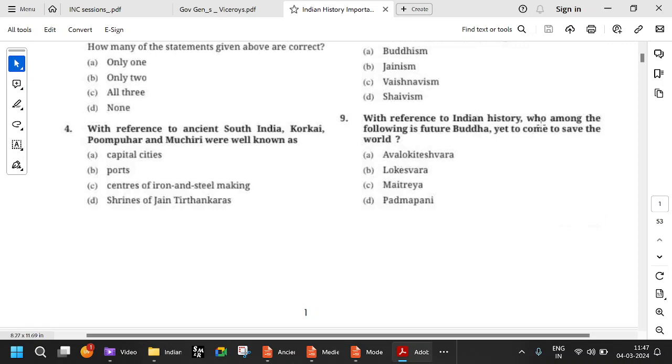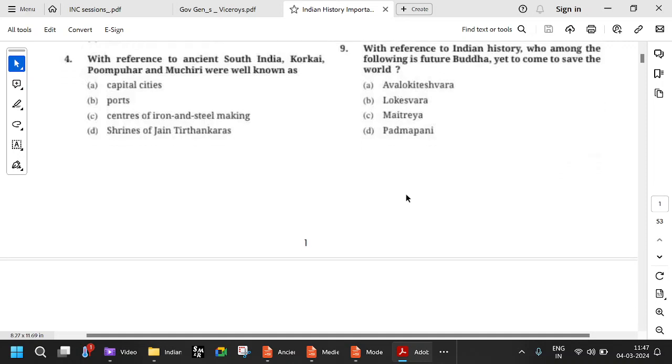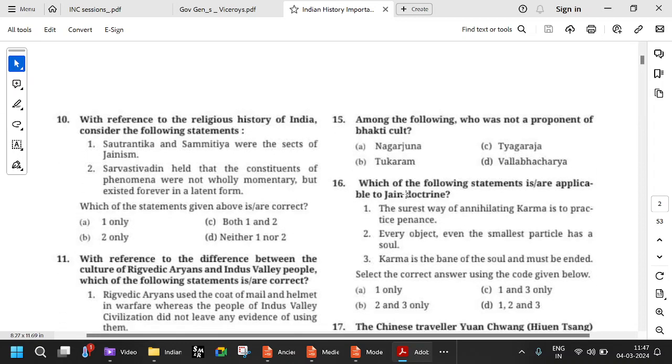So, with reference to Indian history, who among the following is the future Buddha, yet to come to save the world? So, it is Maitreya. Okay, Maitreya is called the future Buddha. That means Buddha will come again, and this time his name will be Maitreya. Also, in some Buddhist literature, he is referred to as Ajita. Okay, remember Ajita, Maitreya. All these things are related to Buddha. So, he will come at a time when people have forgotten Dharma, and bring back Dharma. So the future Buddha's name is Maitreya.